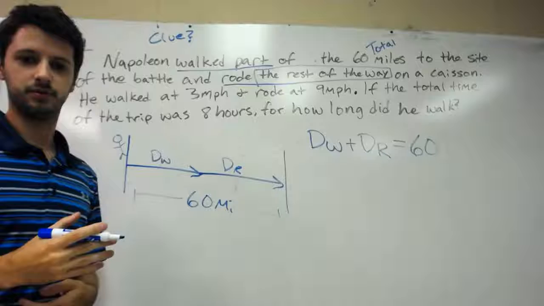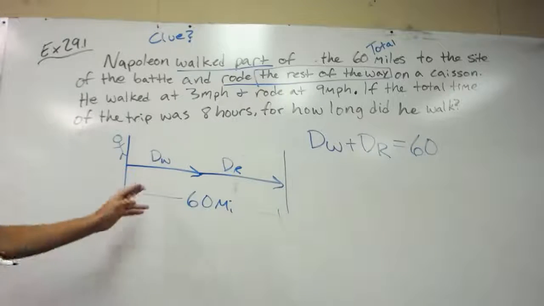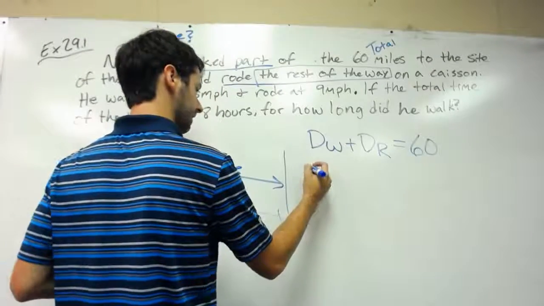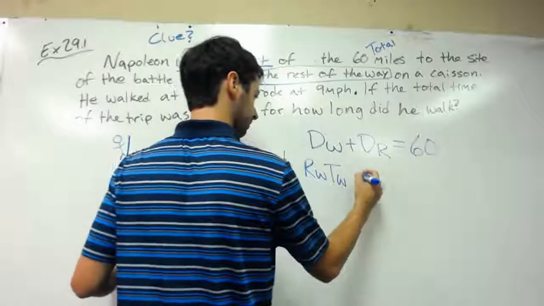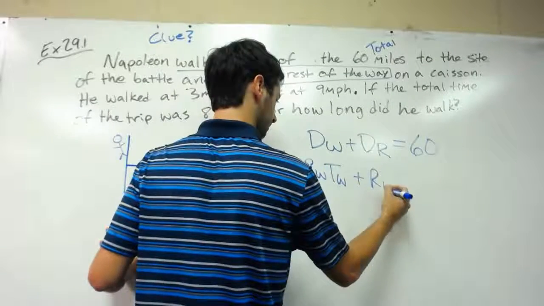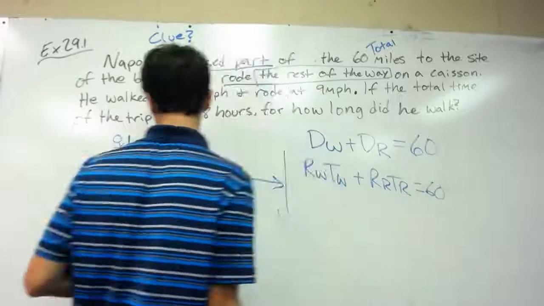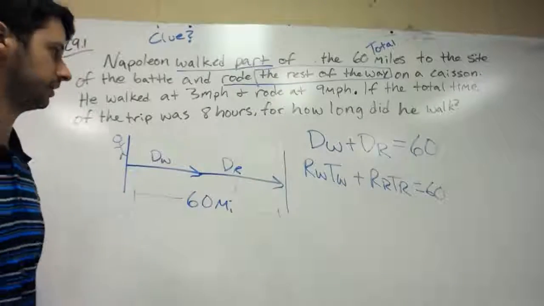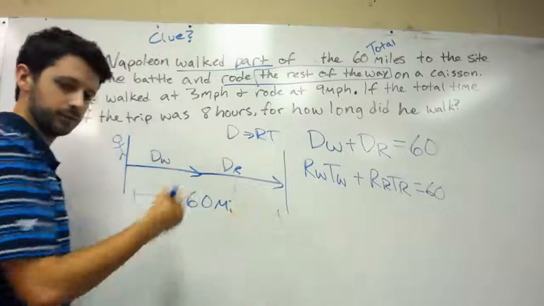It's not going to give us the distance of each of these. That'd be too plain. So we've got to break these down to rate walked times time walked plus rate rode times time rode, and that equals 60. So we have broken down distance to rate times time.